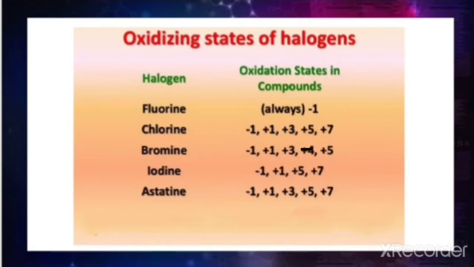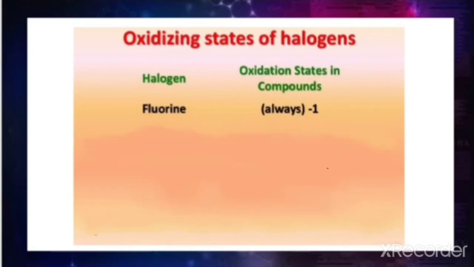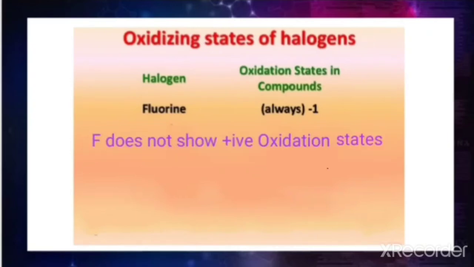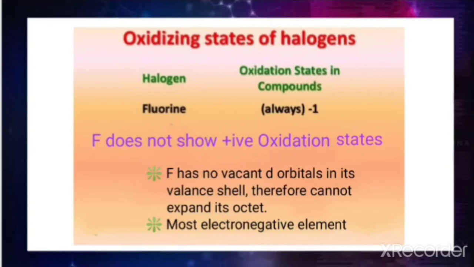But the other elements like chlorine, bromine, iodine and astatine form positive oxidation states also. But fluorine always forms -1 oxidation state. What is the reason? Why does fluorine always exhibit -1 oxidation state? Fluorine does not show positive oxidation states like the other elements of its own group. This is because fluorine has no vacant d orbital in its valence shell, therefore it cannot expand its octet.